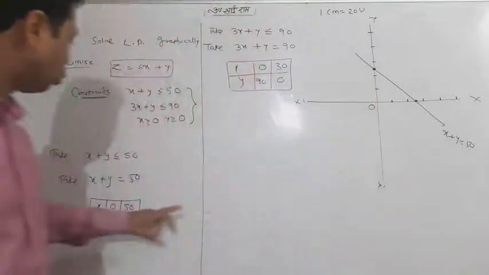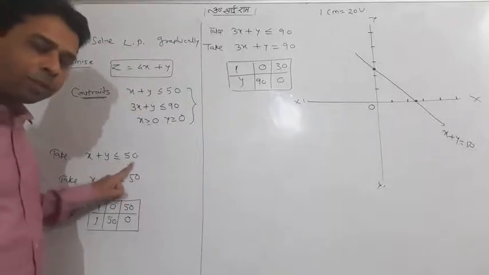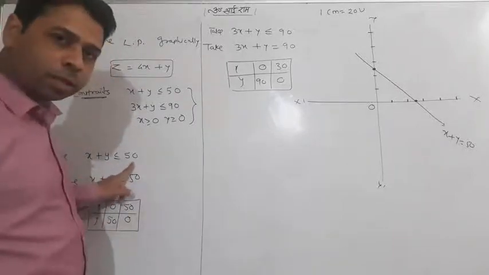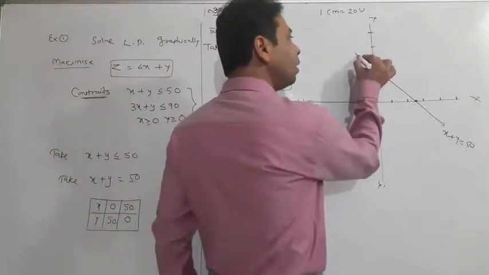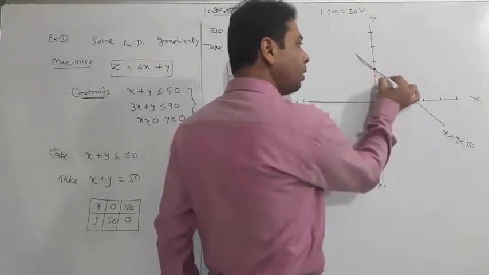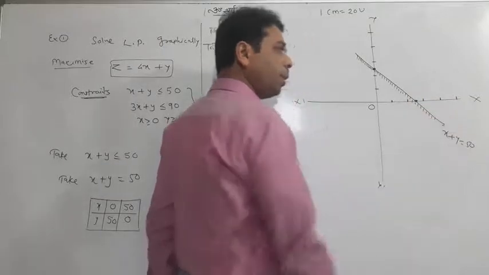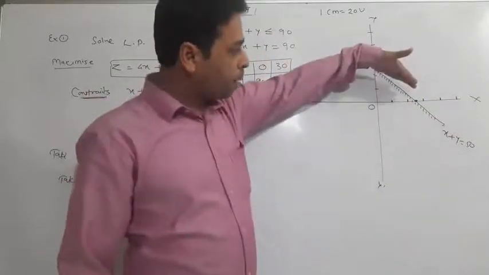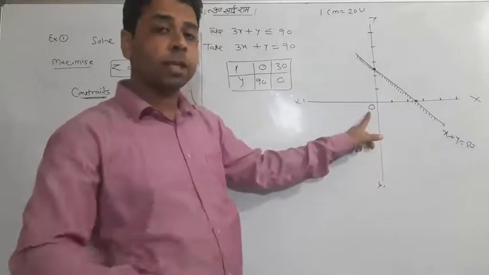Arbitrary point should be placed here only. 0 plus 0 less than 50. So 0 less than 50 is a true answer. So true answer shows that the region is pointed towards the origin point. You know that the particular region should be drawn towards the origin when this satisfies the inequality.